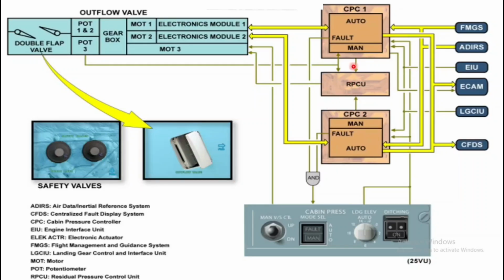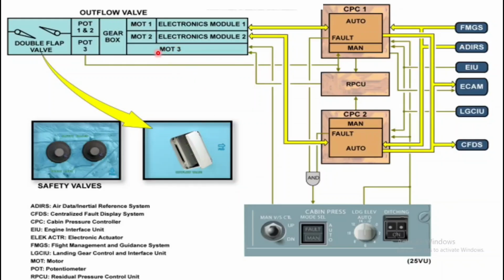So this is another backup computer, you can say. CPC1 will take the command, but the RPCU will just support while landing. It will depressurize the complete aircraft to prevent residual pressure in the cabin. Control of the outflow valve by the RPCU is done through motor 3 only. So, as I told, the RPCU will take care of motor 3.